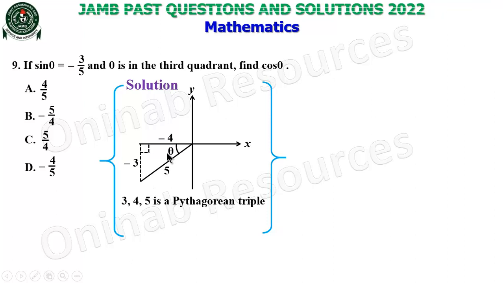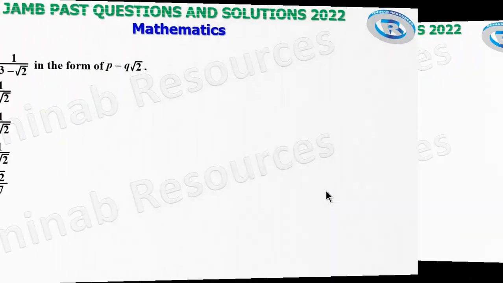So from here, this right angle triangle, we can then find cos theta. Cos theta is adjacent over hypotenuse. Our adjacent is negative 4, and our hypotenuse still remains 5. So we have cos theta to be negative 4 over 5. And that gives option D. And that's all for problem 9. We then go to problem 10.